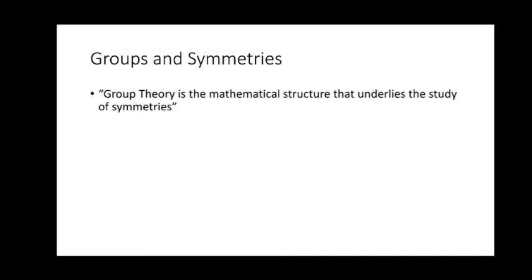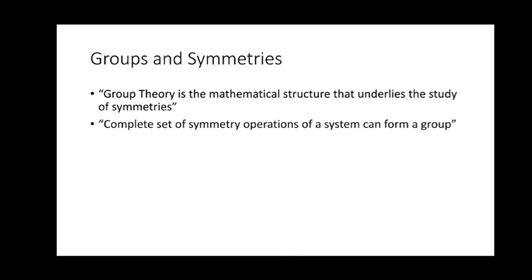Now, having discussed the significance of symmetries in physics, the next question we have to answer is, what is the connection between group theory and symmetries? For a physicist, group theory is the mathematical structure which underlies the study of symmetries, and it can also be defined as a complete set of symmetry operations. This is a physicist's definition. A complete set of symmetry operations can constitute a group.